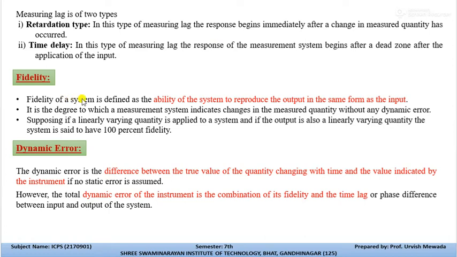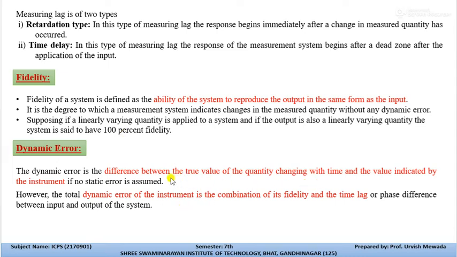Now the next definition for the dynamic response or dynamic characteristic of the instrument is fidelity. Fidelity is basically the ability of the system to reproduce the output in the same form as the input. It means we can take continuous readings having the same input quantity, and your instrument shows the same output. So it is called good fidelity.